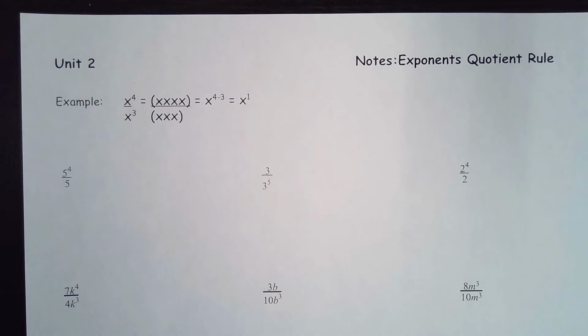Today we're going to be talking about exponents some more, and we're going to be talking about the quotient rule. The quotient rule talks about when we are dividing exponents, when we have exponents that are being divided.